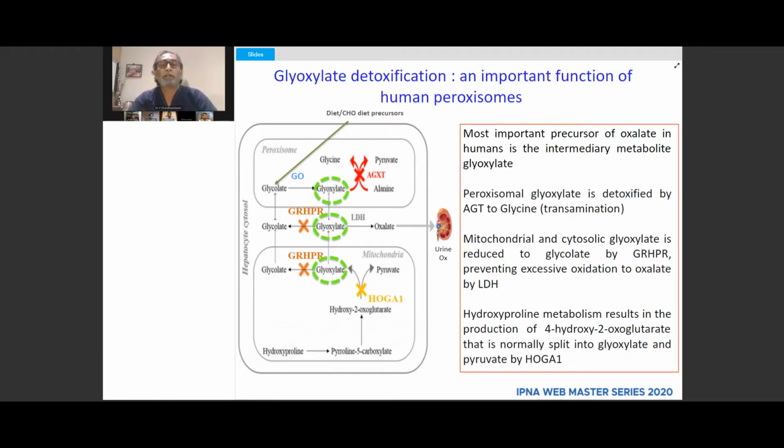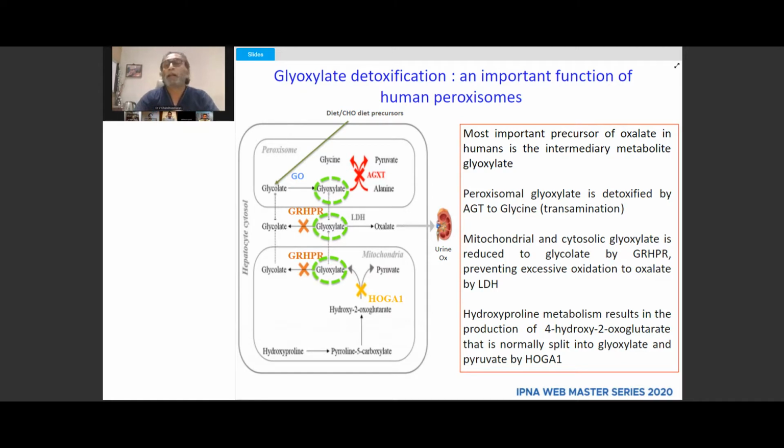The glyoxylate undergoes detoxification by transamination with the help of the AGXT enzyme to glycine, or it is converted to glycolate by GRHPR, glyoxylate reductase, in the cytosol. Glyoxylate reductase is present both in the cytosol as well as in the mitochondria. It helps in reducing the glyoxylate to glycolate. In the absence of transamination of the glyoxylate or its reduction to glycolate, the LDH actually promotes the conversion of glyoxylate to oxalate, leading to oxalate in the plasma.